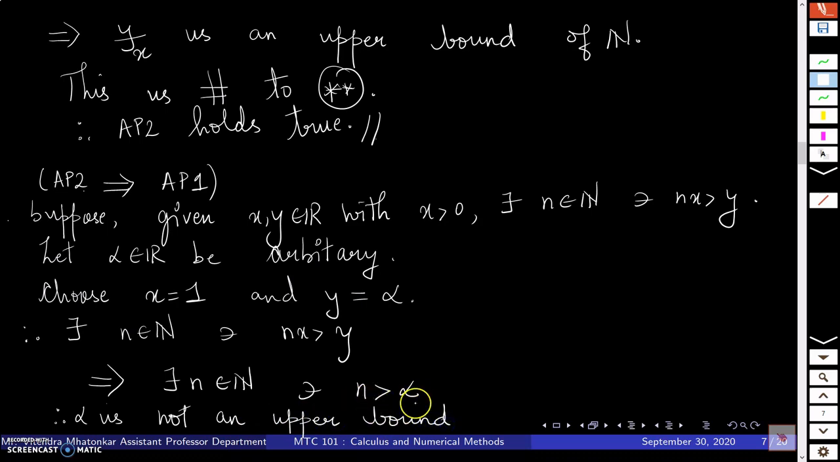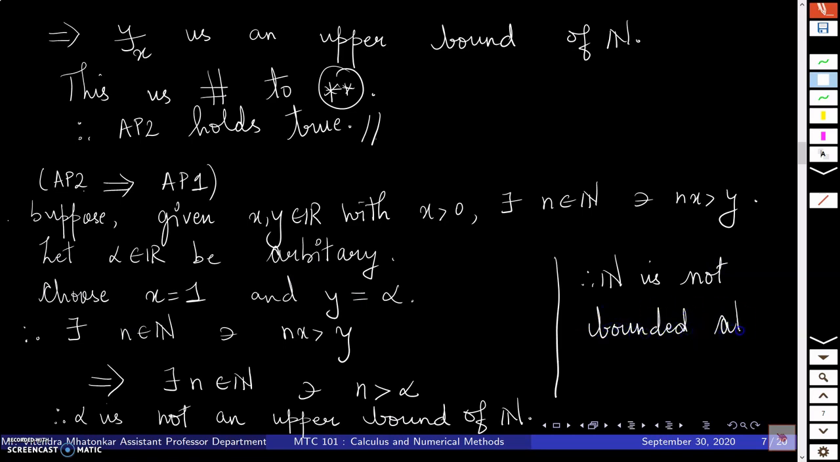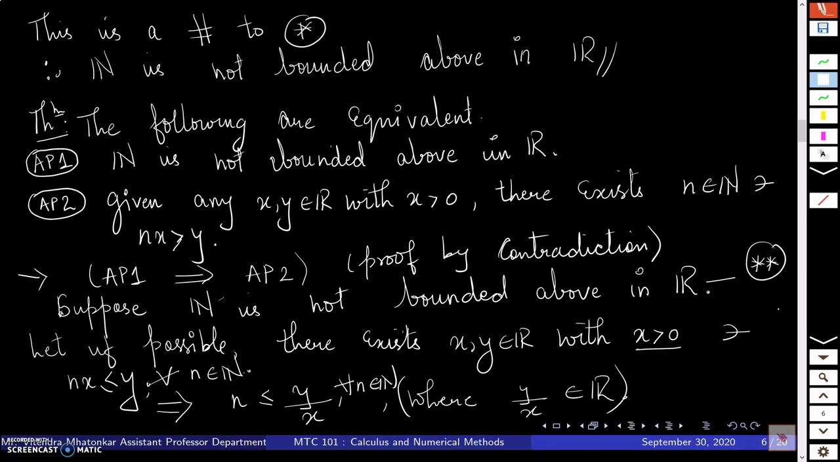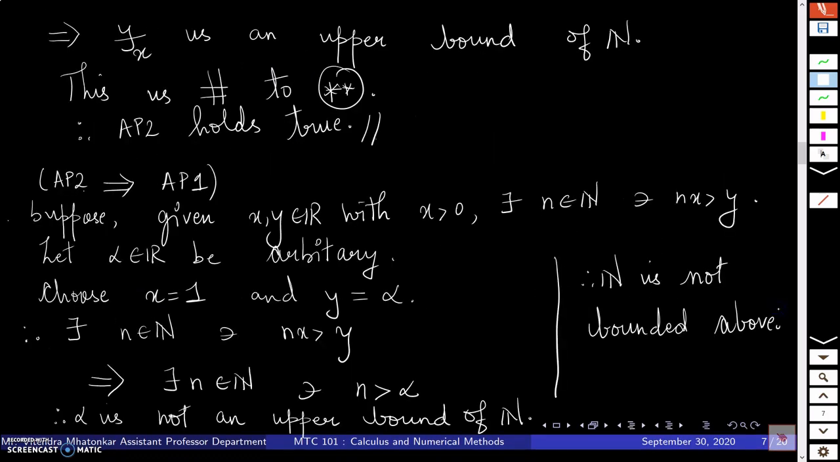Okay, because I found a natural number which is greater than alpha, and alpha was an arbitrary one. So no matter what real number alpha you take, I will always be able to find at least one natural number which is greater than alpha. That means alpha cannot be an upper bound of n, and that means n is not bounded above. So the two forms of the Archimedean property are equivalent. If I say one, the other one will automatically hold true. All right, so these were the two forms of Archimedean property.